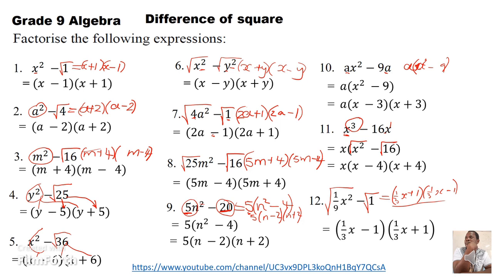These kinds of expressions are called the difference of two squares. We need to know how to factorize them, especially at grade 9 level, so that by the time we start with FET grade 10, we have the basics that are needed for you to master mathematics at grade 10 level. So yeah, please practice this and let me know how it is for you.